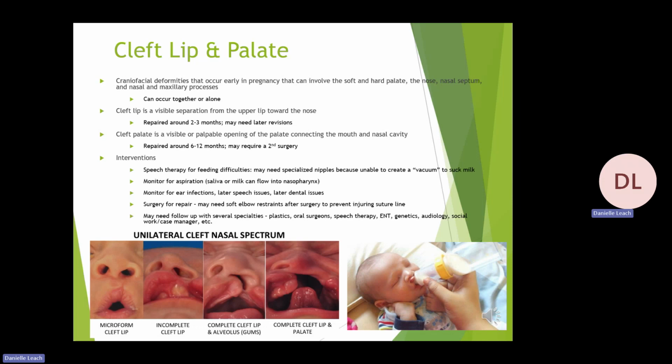Cleft lip is more common than cleft palate, but like I said, they can occur together. The incidence of it is higher in Asians, Latinos, and Native Americans, and it is higher in boys.